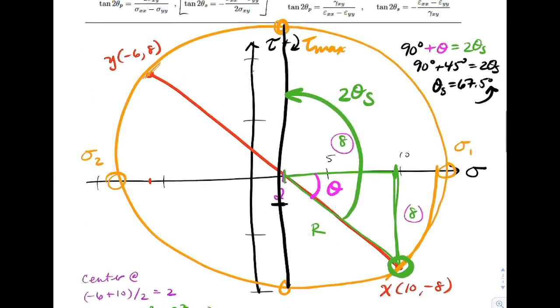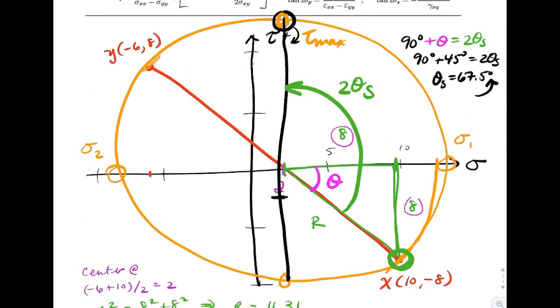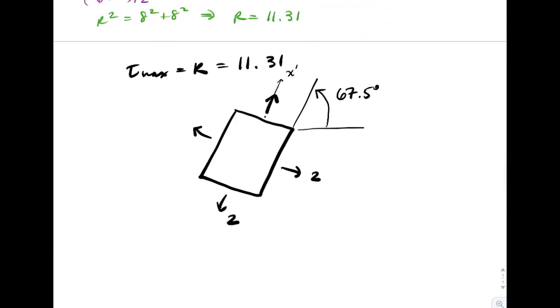The answer for the shear stress on the x prime face is going to be positive, which is clockwise on Mohr's circle. So on the x prime face, I'm going to draw a shear stress that would cause the element to rotate clockwise. And if I can do it on one face, I can do it on all the faces. So we'd end up with 11.31, and this would all be in megapascals.